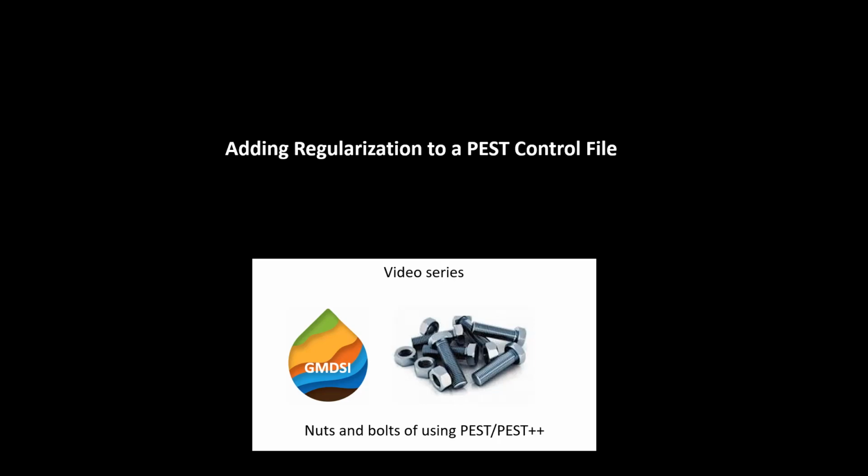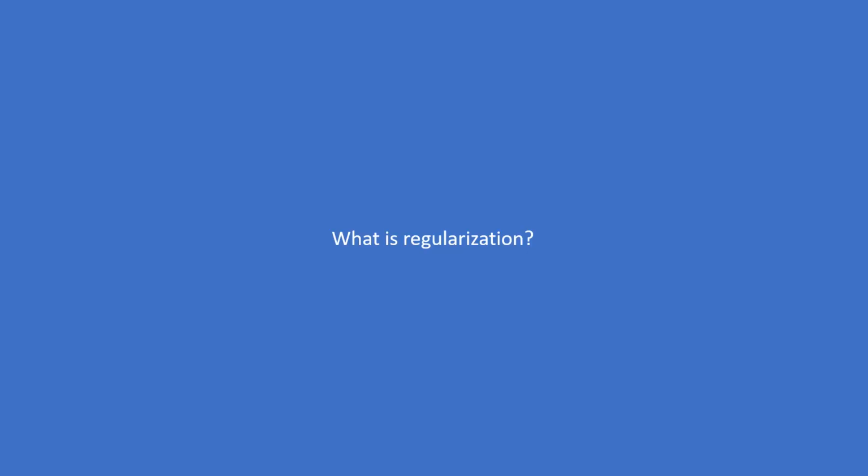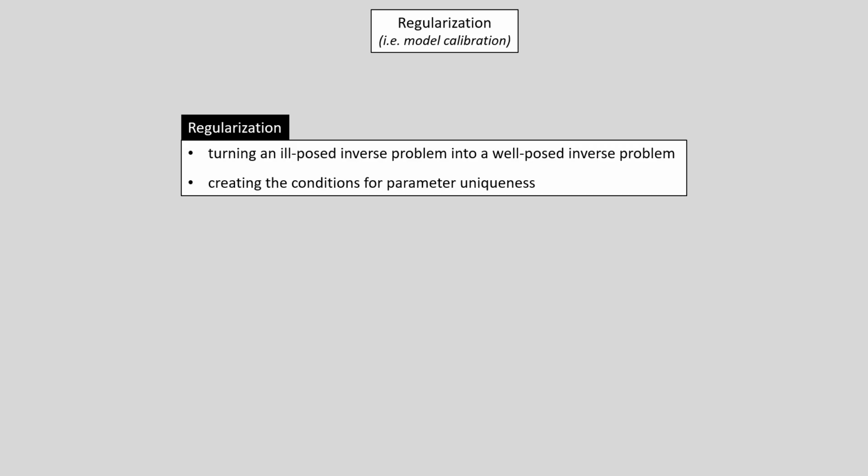This video is about regularization, and before we start talking about the nuts and bolts of how to implement regularization or regularized inversion using PEST, let's just say a few words about what regularization is. Regularization is a mathematical term which describes whatever it takes, or the mathematical devices that we use to achieve uniqueness in solution of an ill-posed problem. And calibration of a groundwater model is an ill-posed problem.